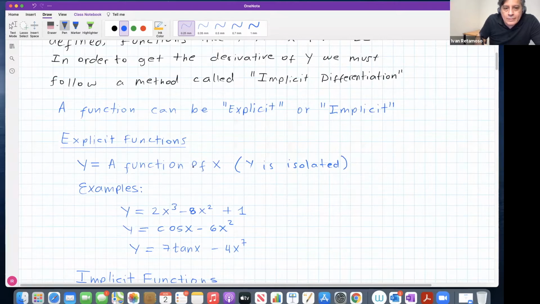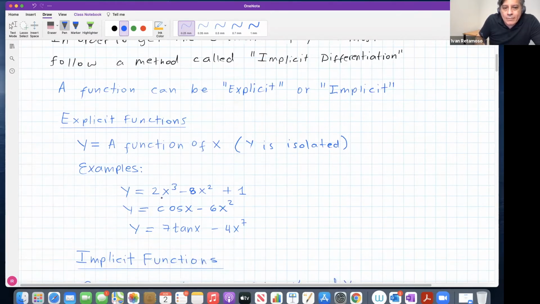So explicit functions are the functions we've been dealing with so far, right? Y equals some function of x, y is isolated, right? Examples: y equals x cubed minus 8x squared plus 1 is an explicit function, right? This one, y equals cosine of x minus 6x squared, explicit function. Y equals 7 tangent of x minus 4x to the 7, explicit function. We know how to take the derivative of these functions.